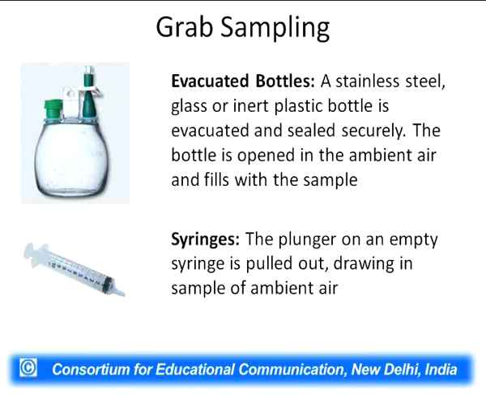Afterwards is grab sampling. There are four types of grab sampling. One is evacuated bottles. In this particular case, either a stainless steel bottle, glass bottle, or an inert plastic bottle is used. We make a vacuum in that bottle and properly seal it, and we take it to the field or the place where air pollution is to be monitored, and we open that bottle. As soon as we open that bottle, air starts rushing into it, and then we tightly close it and take it to the laboratory, and there we analyze the pollutant.